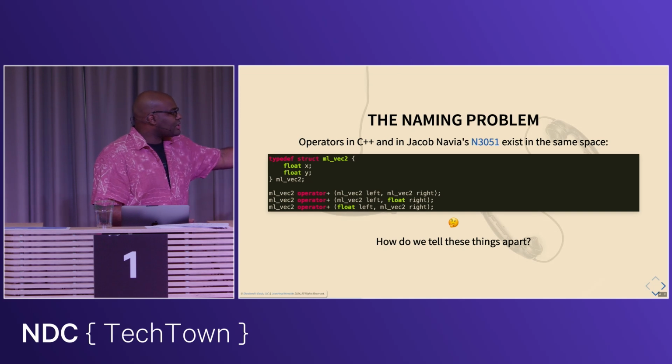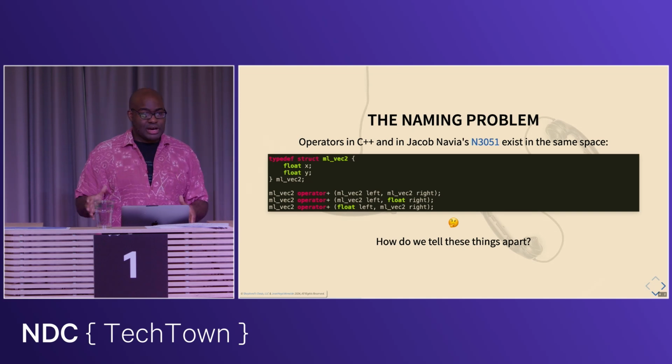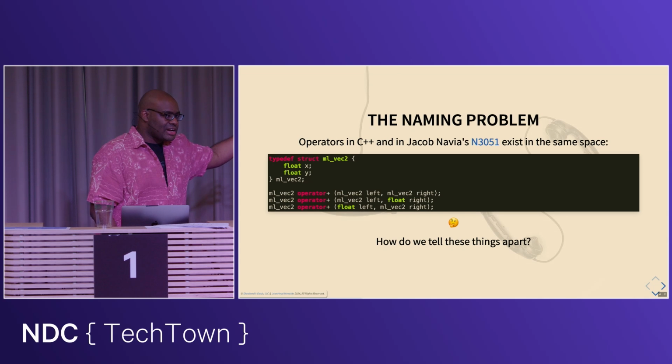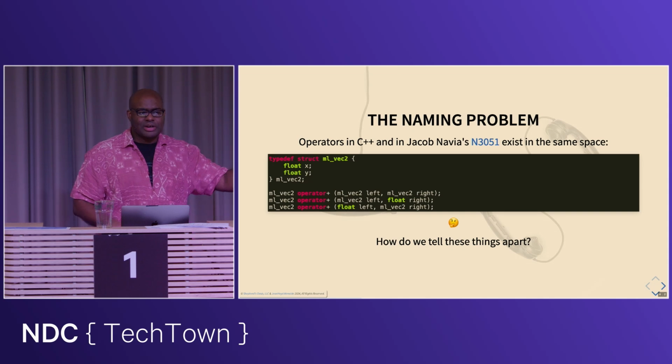We have the operator plus, and now this actually looks a lot like what Jacob Navia had in his proposal when he wanted to propose this to C. His proposal was, listen, let's just add operator as a kind of funny identifier that goes there and then allows you to put the symbol there that defines it, and then we can have the return value and our arguments there, and it will just work that way.